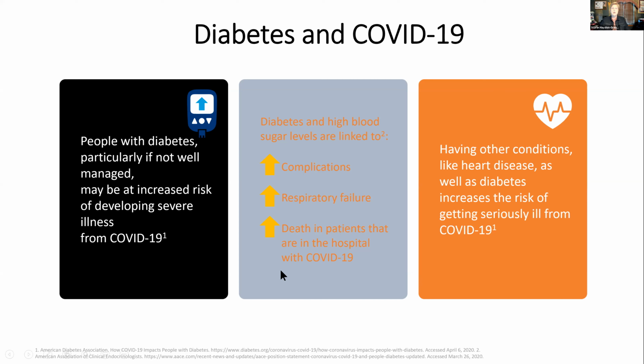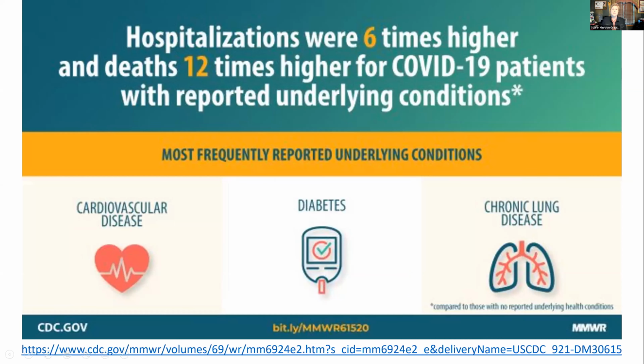So this just came out this week, and you probably have seen it on the television and on the news, that people with underlying diseases had hospitalizations 6 times higher and deaths 12 times higher. What's important to note here is the cardiovascular disease of the people. This is as of May 30th, and this was posted June 15th.